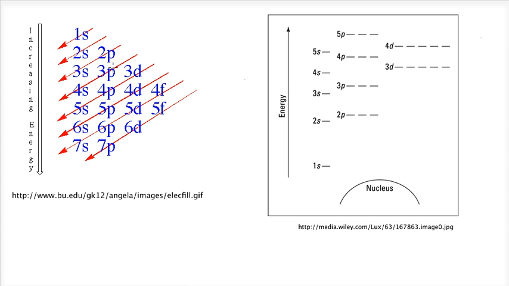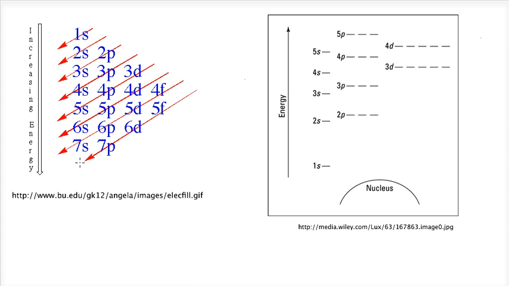Okay? So after 3p6, you actually go 4s2. Then the next most stable is 3d10. And then you go along with 4p6, 5s2, 4d10, 5p6, 6s2. And only after 6s2 will you get to the 4f. 4f14, 5d10, 6p6, 7s2, onward. 5f14, 6d10, 7p6, and so on.